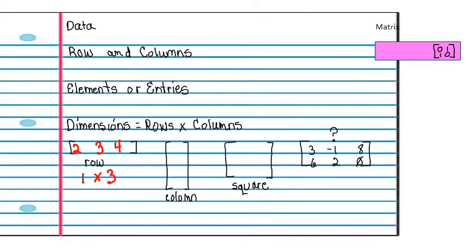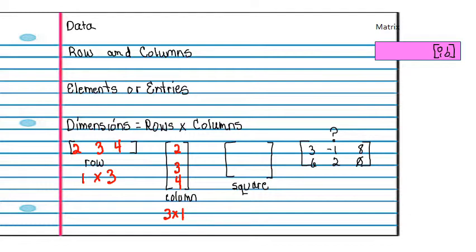A column matrix, defined by pretty much just having a column, is, let's say we have 2, 3, and 4. The dimensions here would be that we have 3 rows and just one column.